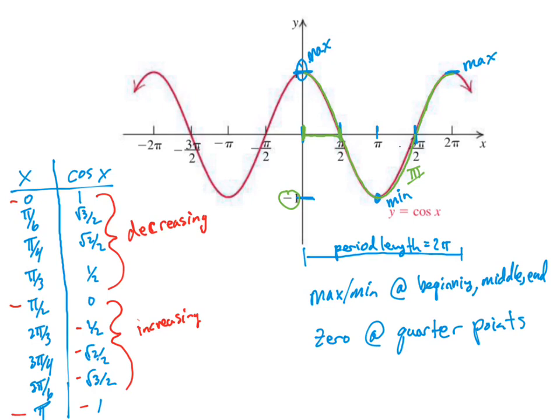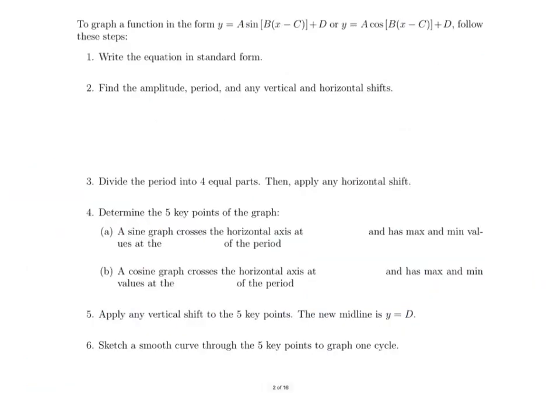So let's discuss how we can come up with a graph for sine and cosine if it has any transformations, so it's shifted left, right, up, down, any vertical or horizontal stretch or shrink. So we'll follow these steps. First, we'll write the equation in standard form. And what we have right here is the form we want to see. Okay, so y equals a sine b times x minus c plus d.